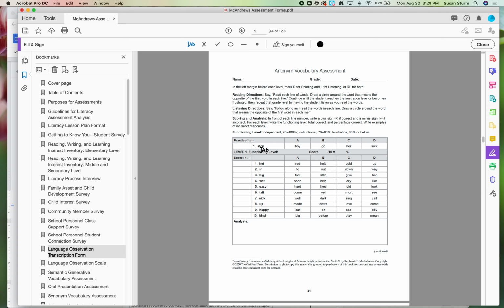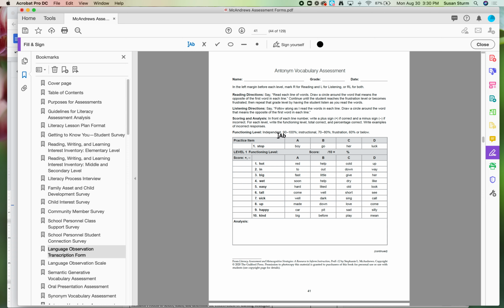So the practice item can show you here. You're going to say, again, let's say we're doing the reading one, read each line of words, draw a circle around the word that means the opposite of the first word. So stop, boy, go, her, look. The opposite of stop is go. I would circle that one. And so that would get me a plus over here. So it's either plus or minus. Those are the score options.